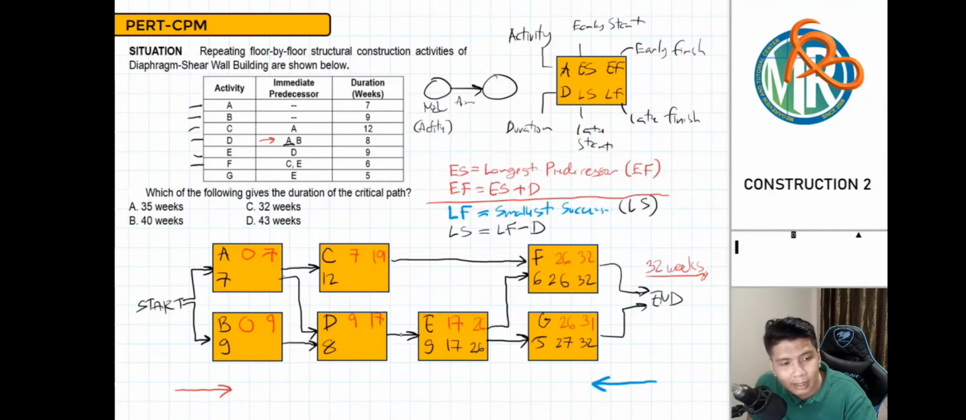Ano yung smallest successor na late start niya? Successor ni D, si E lang. So, ang smallest niyan, 17. Siya mag-isa. So, 17 to automatic. 17 minus 8, you will get here 9.